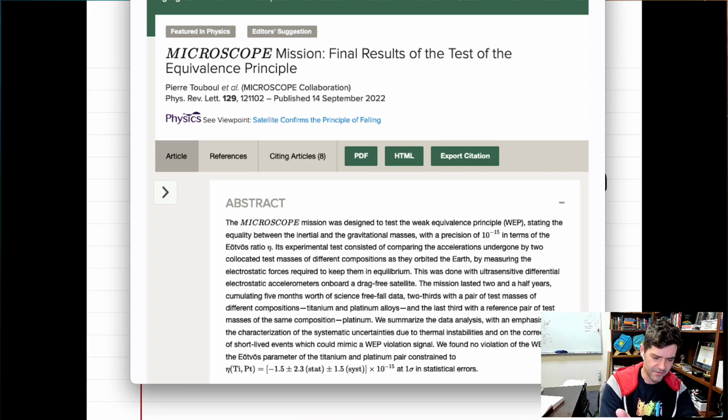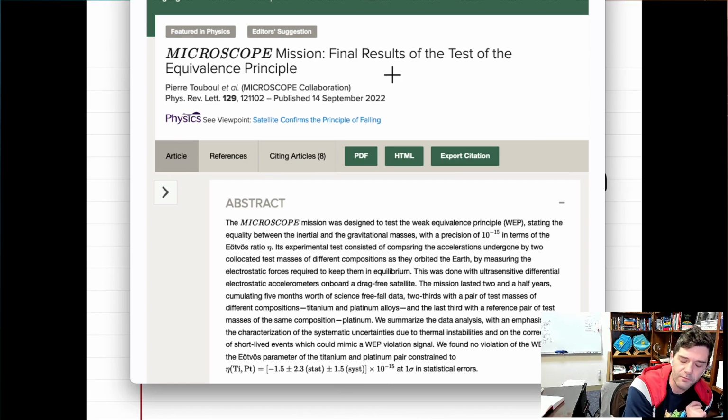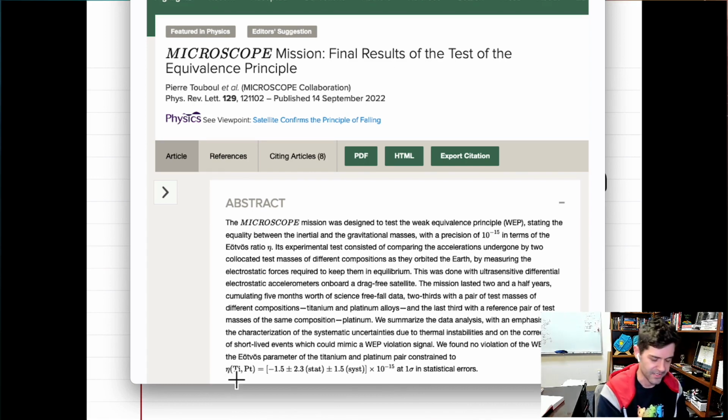And people have gotten it down to like 10 to the minus 10 with those experiments. This experiment that was done up in space, through a different mechanism, at least confirmed the weak equivalence principle, that those two masses were the same thing to more or less 1 part in 10 to the minus 14. Saying 10 to the minus 15 here, but this eta thing that they're measuring is something slightly different. It's the difference of the ratio of two masses.